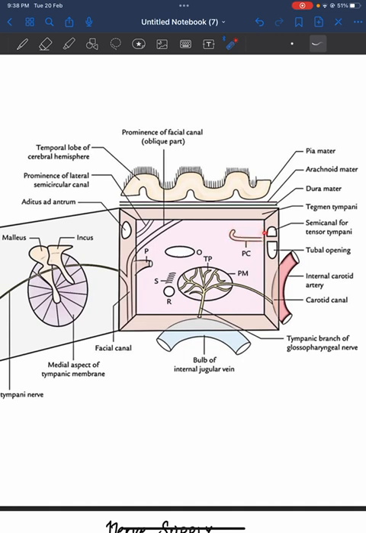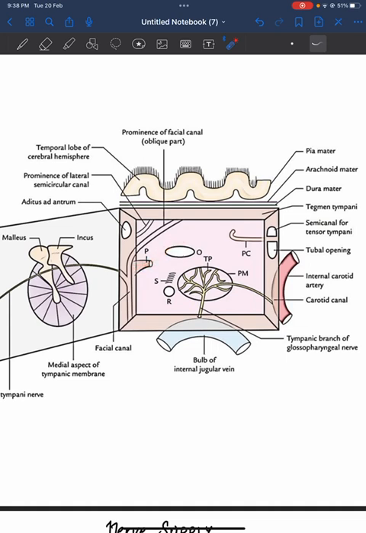Now this tensor tympani muscle will go like this, and it will arch over here, where the processus cochleariformis acts as a pulley, and it will go like this and attach to the malleus bone. So the tensor tympani muscle is also done. Stapedius muscle is also done.